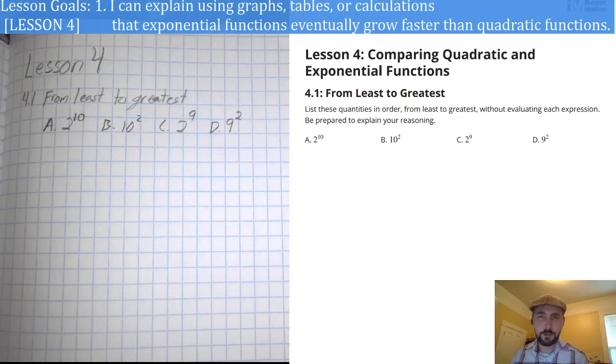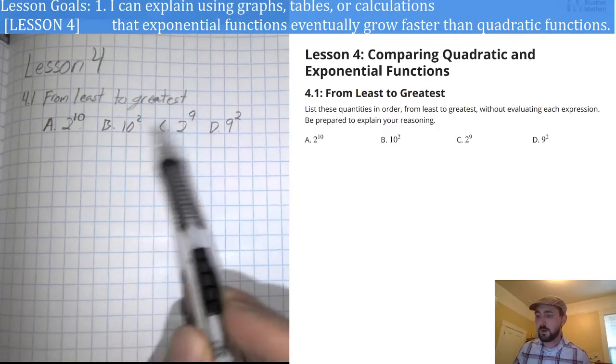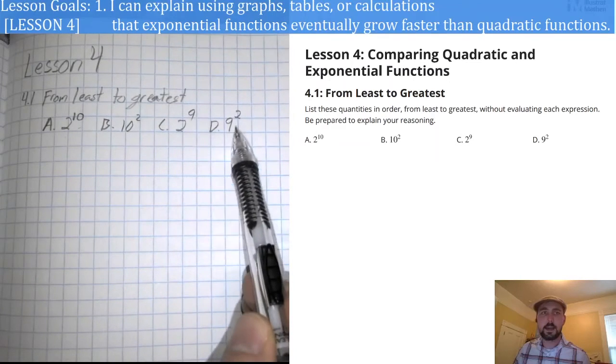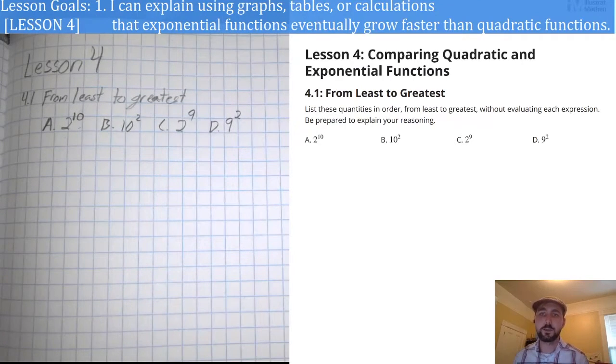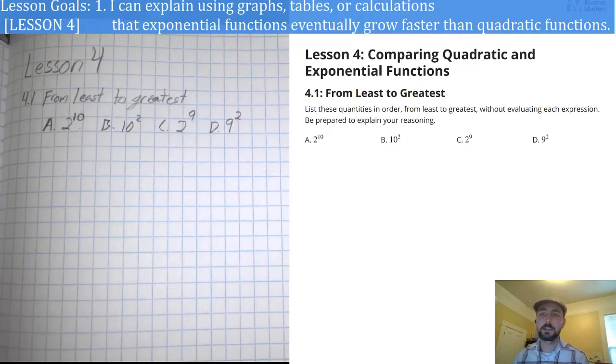All right, let's talk about these directions first. The quantities are these 4 numbers: 2 to the 10th power, 10 squared, 2 to the 9th, and 9 squared, right? And then we have to put them in order from least, which is smallest, to greatest, which is largest, without evaluating. In this case, evaluating would mean plugging them into a calculator, without actually calculating how big each of these numbers get. So you have to figure out a way to rank these from biggest to smallest without actually doing the multiplication. Be prepared to explain your reasoning.